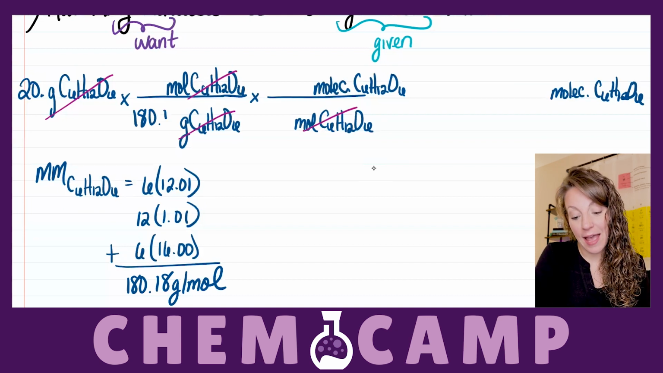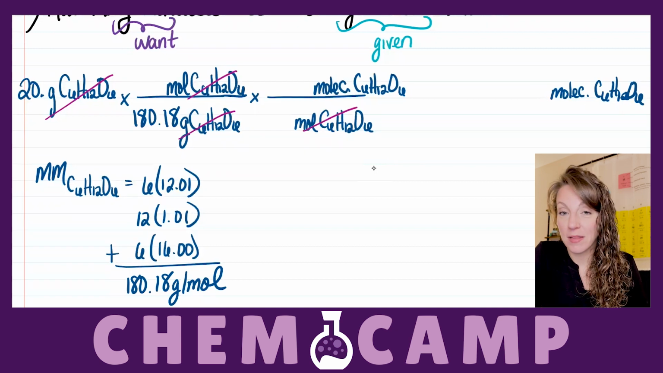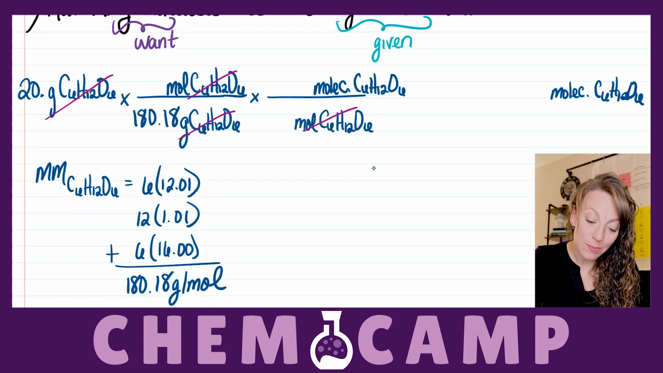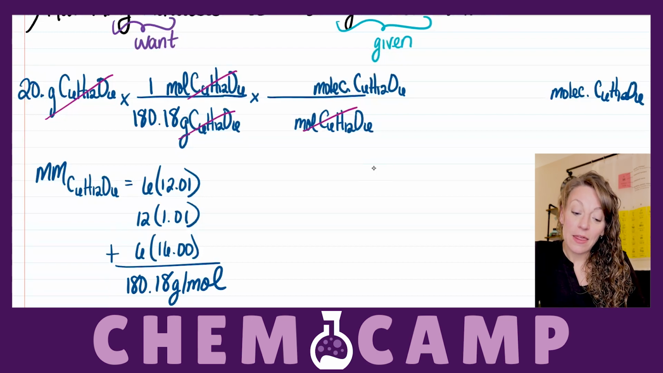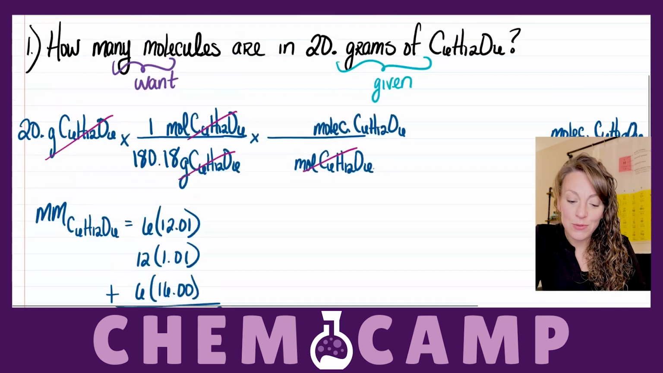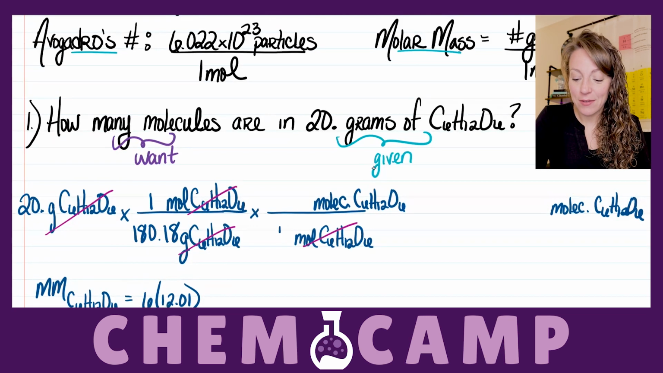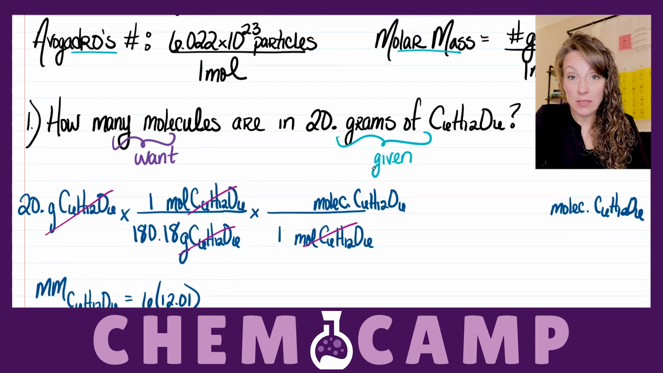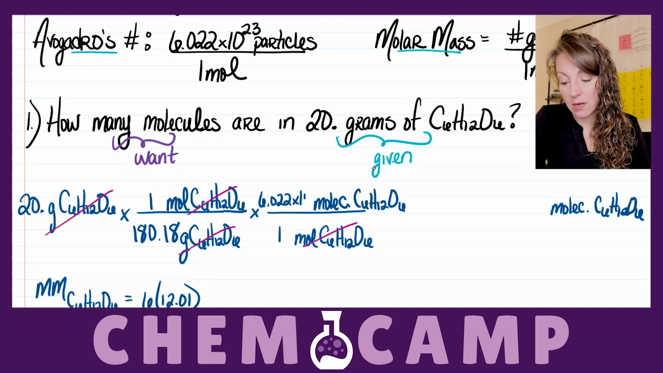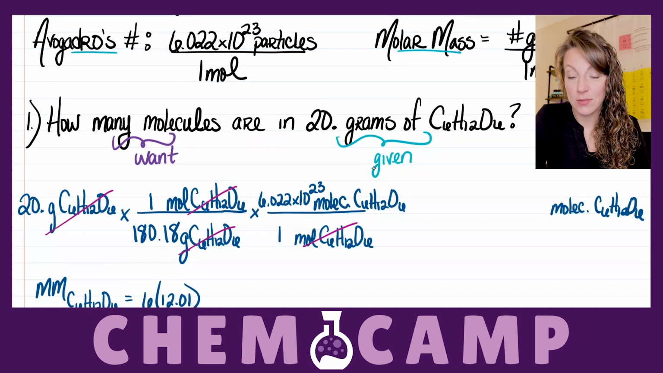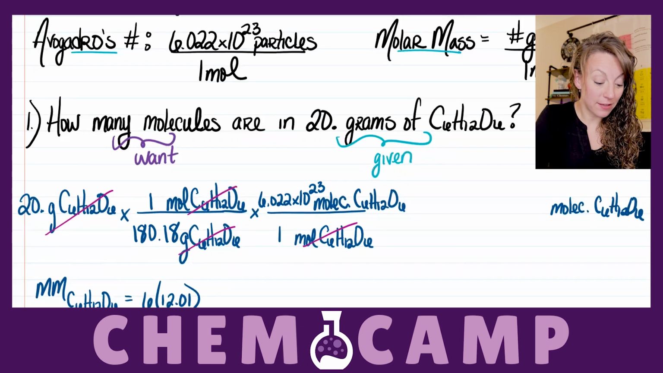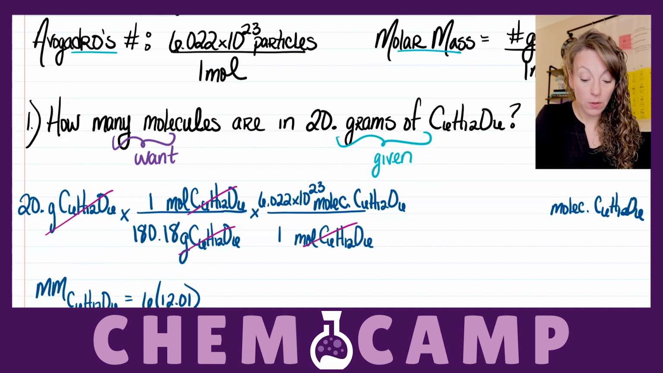So now that I've got my unit set up, then I know that the 180.18 can actually be plugged in with the grams on the bottom of that first ratio. And it's always going to be for 1 mole. Then I've got moles and molecules. Well, here, since I'm relating the mole to a particle, then I'm going to use Avogadro's number, where it's always going to be 1 mole for 6.022 times 10 to the 23rd molecules. So when I plug this into my calculator, I'm going to do 20 times 6.022 times 10 to the 23rd divided by 180.18.